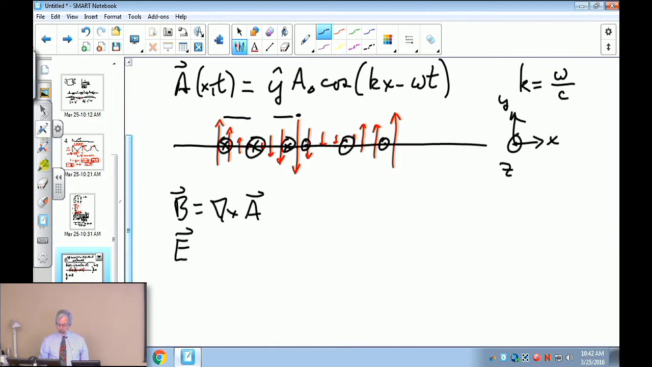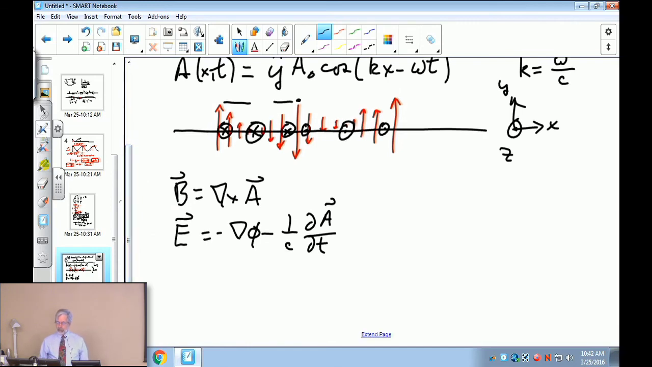We also should look at the grad phi term, but I'm going to do that separately. I'm going to focus on the dA/dt piece, and the trick would be to try to construct an antenna that doesn't generate a phi. It's a little tricky. But let's just focus for now on just the A dot piece. Remember, at the location where the plane is, what is the A field doing at that point?